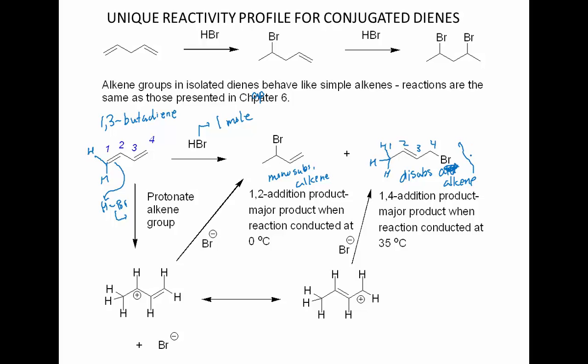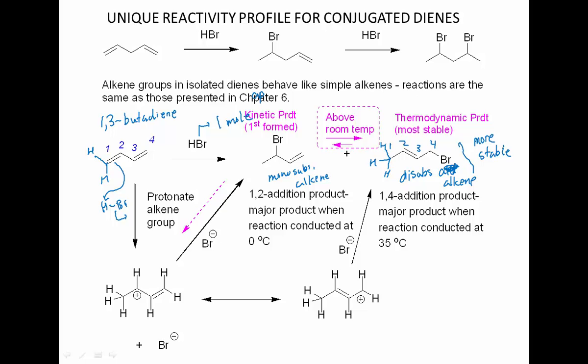So this product here, we'd probably expect it to be more stable or lower in energy, right? Okay. So what happens at higher temperature? An SN1 type reaction is occurring, okay? Above room temperature, these species are in equilibrium. Now, how does this equilibrium happen?